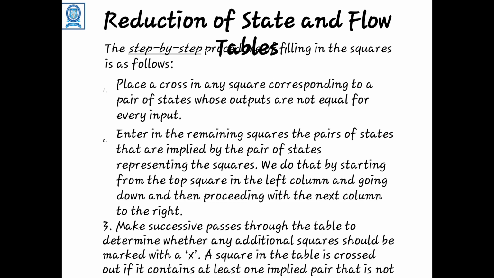Now we can get the maximal compatibles, covering the original states, resulting in reduced flow tables. Now, in step 3, the state assignment is done. In order to obtain the circuit described in the reduced flow table, it is necessary to assign a distinct binary value to each state. This assignment converts the flow table into the transition table. Here, we make successive passes through the table to determine whether any additional squares should be placed within the cross mark.